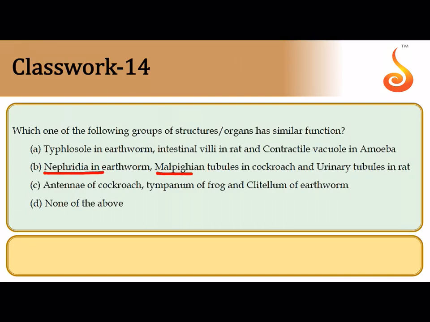Which one of the following groups of structures or organs has similar function? Nephridia of earthworm, Malpighian tubules of cockroach, and nephrons or urinary tubules of rat. Did you notice all of them are excretory in function? So all of them have the same function to perform, and therefore we say that they all have a similar function, but they are modified slightly, and in terms of their complexity also they are different, seen from lower organisms like earthworm to higher organisms like mammals, which is rat. So that is about option B.